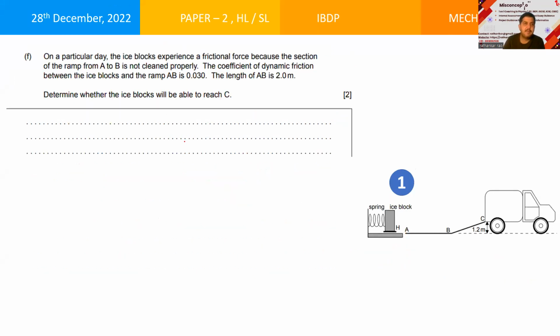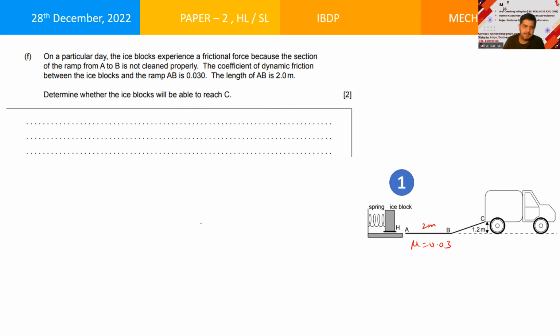Let us move on to the next one. On a particular day, the ice blocks experience a frictional force because the section of the ramp from A to B is not cleaned thoroughly. So there is a friction here. The coefficient of dynamic friction between the ice blocks and ramp AB is 0.03. So here mu is equal to 0.030. The length of AB is 2 meters. We determine whether the ice blocks will be able to reach C or not. You can directly say yes or no, but it's for 2 marks.